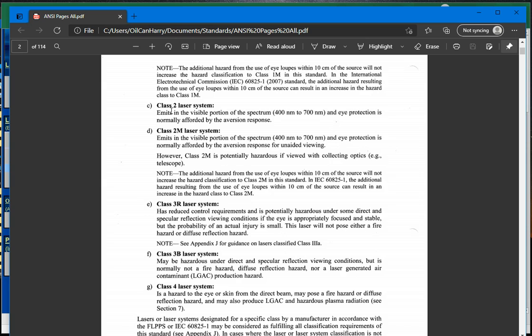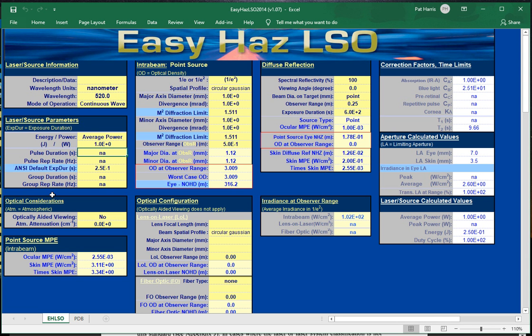And what we say is that you can have 1 milliwatt for a quarter-second exposure, which is your aversion response, so it'll protect you, afforded by your aversion response. The visible part of the spectrum, according to ANSI, is 400 to 700 nanometers. For a quarter-second exposure of 1 milliwatt, you don't need any eye protection. So let's take a look at that with EasyHas. It's a visible wavelength, that's all we care about. So we have 520, let's put 1 milliwatt in there, and we'll see that we have no OD requirement. So we're allowed 1 milliwatt for a quarter of a second.